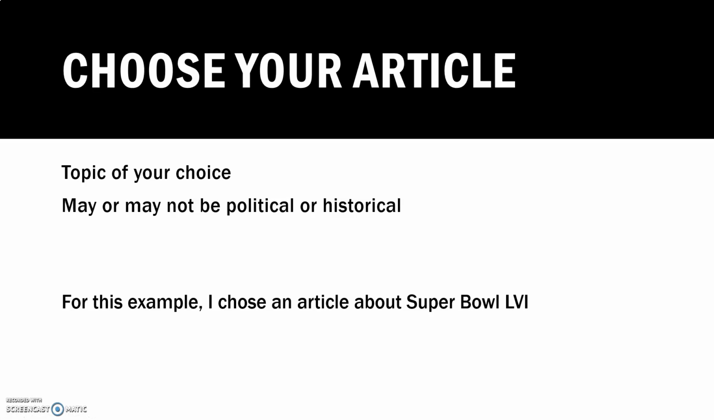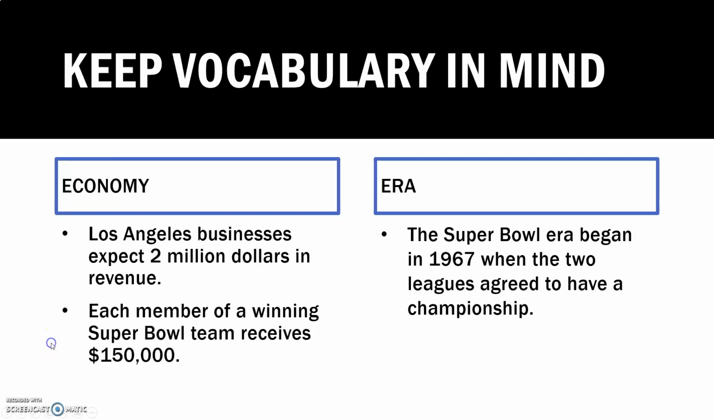Before you read your article, be sure to go over the vocabulary words so you have an idea of what you're looking for and ways to use them when you write your summary. It's a good idea to keep that vocabulary in mind and write down the words as you come up with details that you may be able to use in your summary.